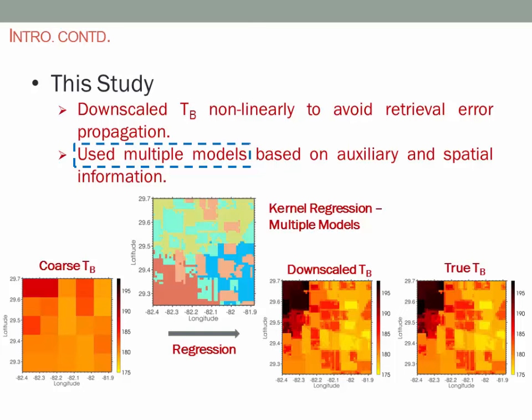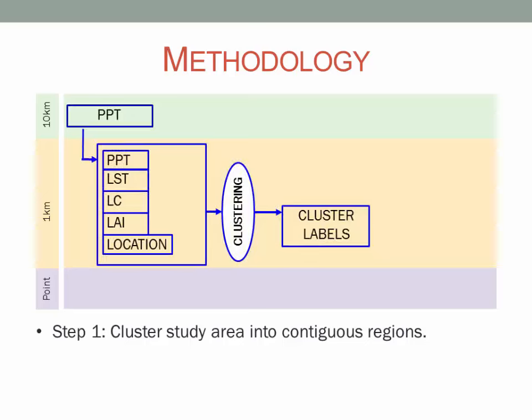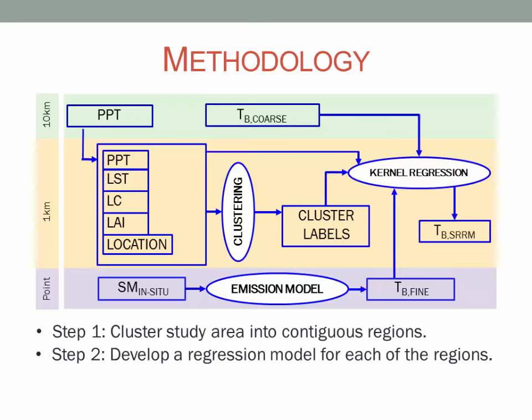So how did we divide this? We did this by using a two-step methodology. So for the first step, we used high-resolution remote sensing products and used a multidimensional clustering algorithm on these and developed cluster labels. And in the second step, we used the cluster labels along with some fine-scale brightness temperatures as training in a regression framework to downscale soil moisture. So first I'm going to talk about my clustering algorithm.